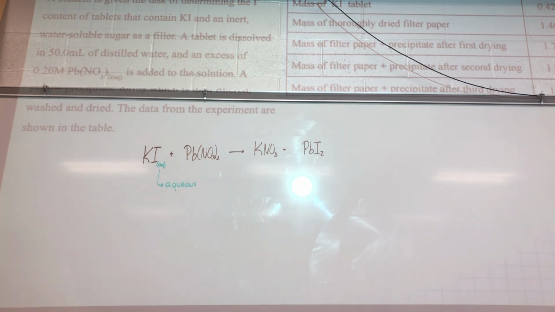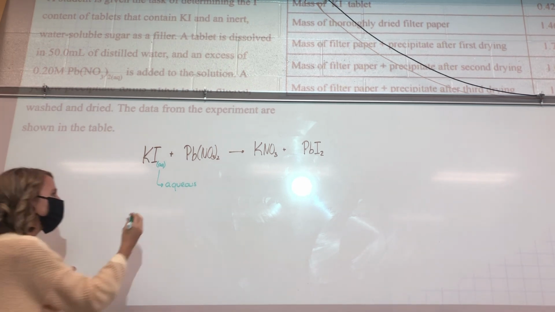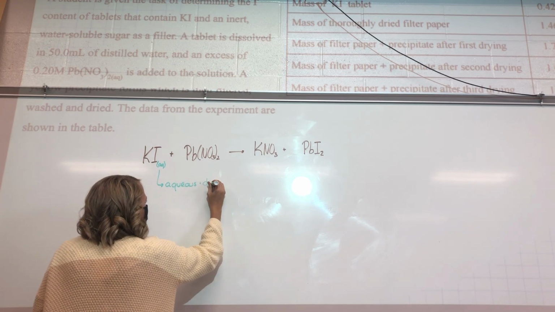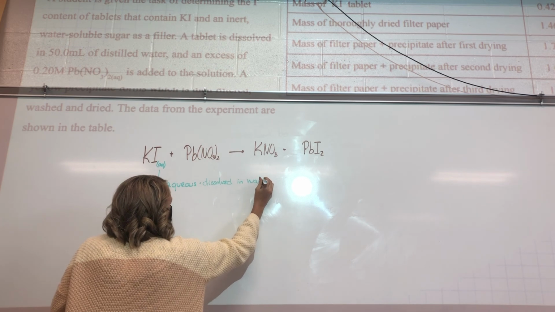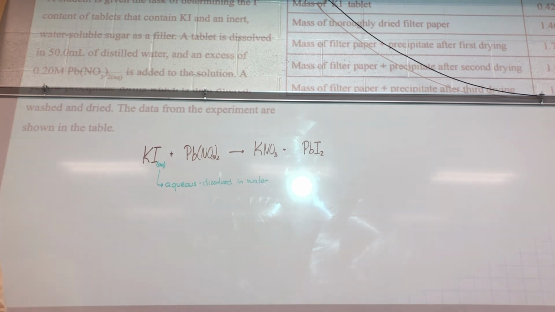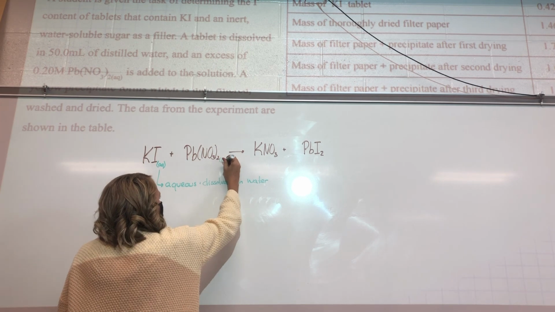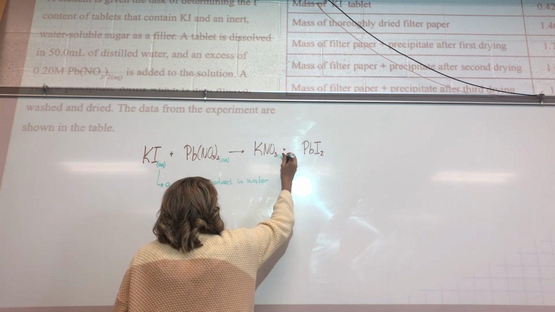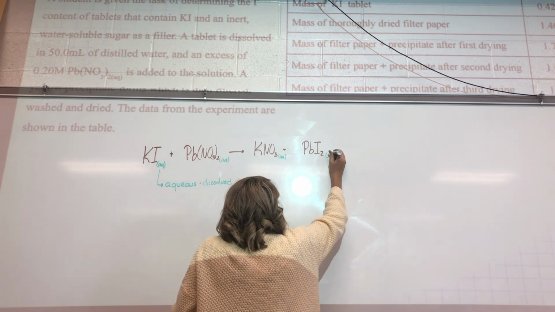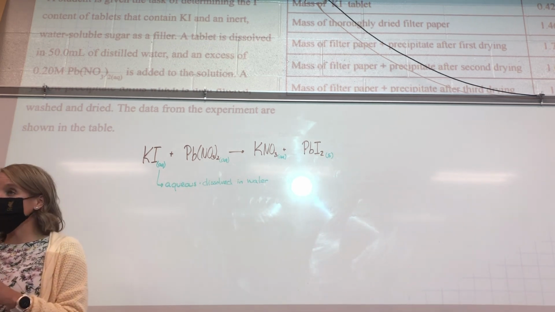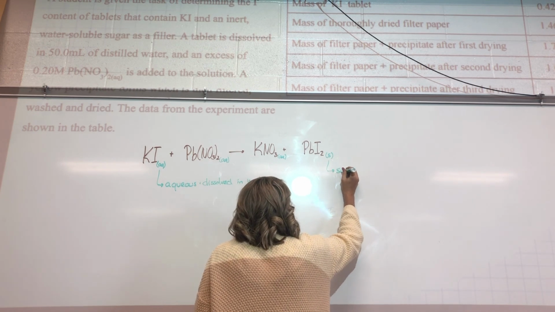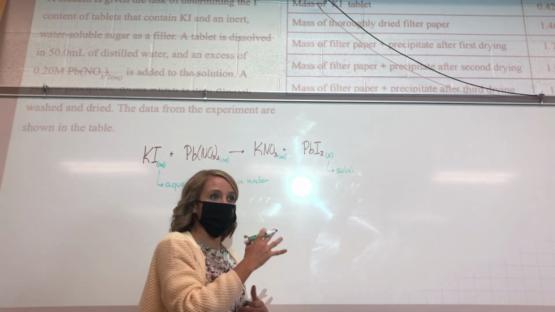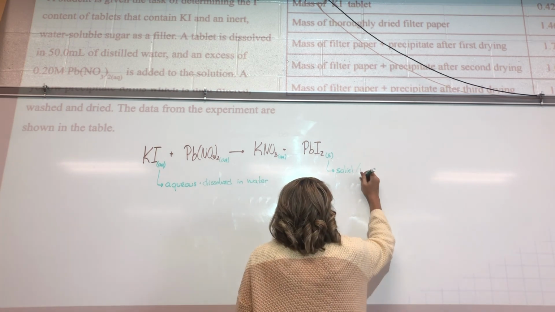Any guesses of what aqueous means, or someone remember from last year? Something with water, right? So aqueous means it's dissolved in water. In this problem, this one is also aqueous. This one is also aqueous. That one is a solid, so we write an (s), which means it's not dissolved, which also means this is our precipitate.